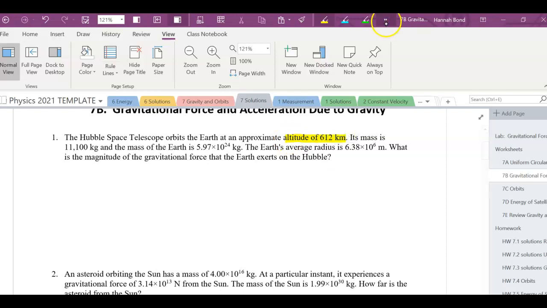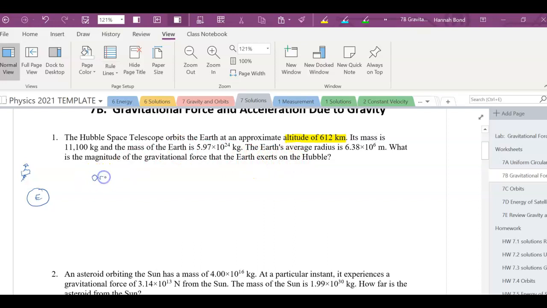Okay, so I see the word altitude, and that reminds me that we're talking about, here is the Earth, here is Hubble up here, and so I'm going to be adding the radius of the planet plus the altitude to get the total orbital radius between the center of the Earth and the center of Hubble. They give me the mass of Hubble, the mass of the Earth, and the average radius of the Earth, and so we're looking for the gravitational force that the Earth exerts on Hubble.